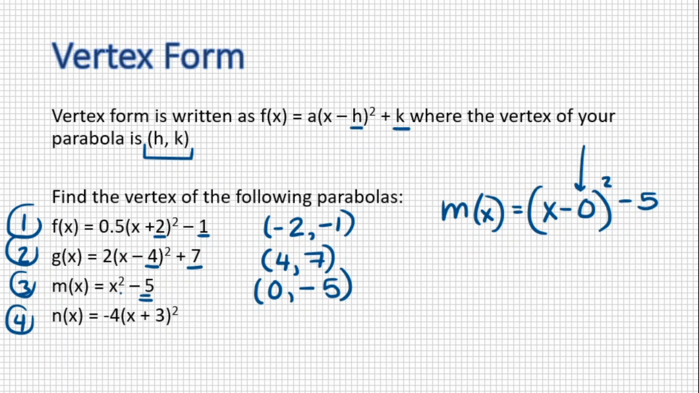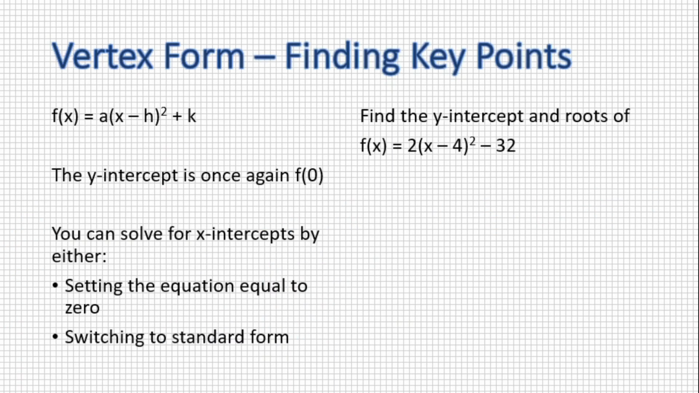And looking at n of x, h is -3, but there is no k value. So you can think of it like plus 0. So make sure you recognize, especially 3 and 4, how those look. And this is awesome. You've got the vertex already, your major point. How do we find our key points when we're in vertex form? We got our vertex, y-intercept, same thing, f of 0. Sub in 0 for x and do the math.